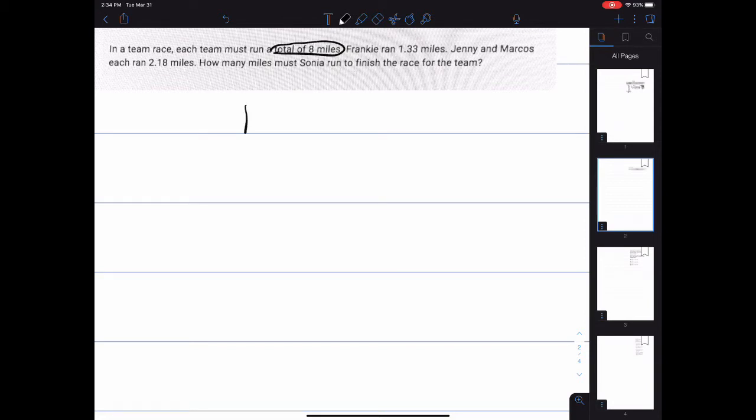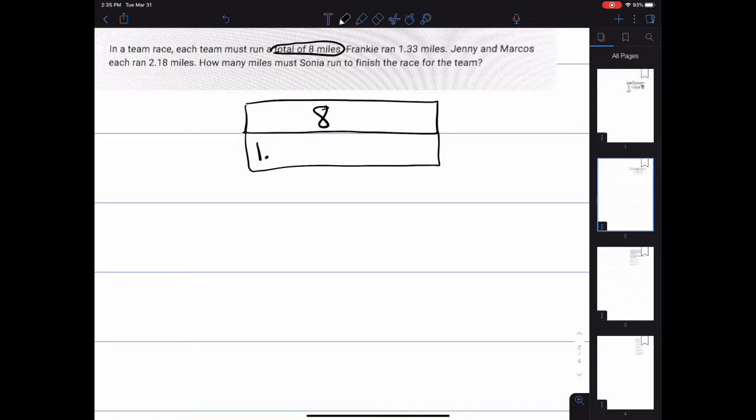A team race, each team ran a total of 8 miles. So I already know that 8 miles is my total. So I'm going to break up that 8 into pieces. It says Frankie ran 1 3/3 miles. So F for Frankie. Jenny and Marcos each ran 2 1/8 miles.